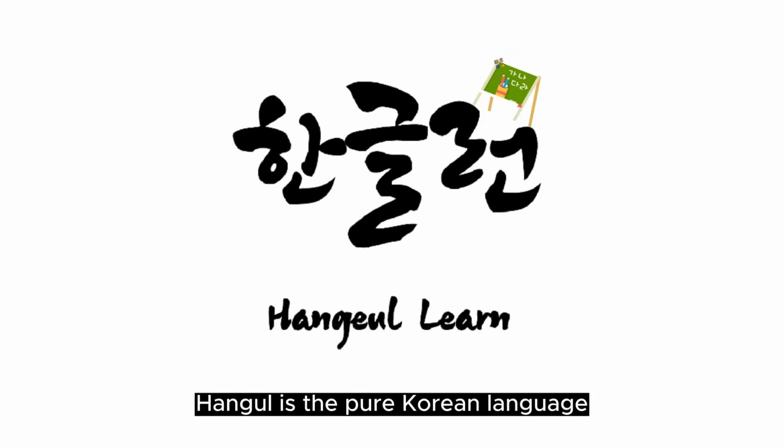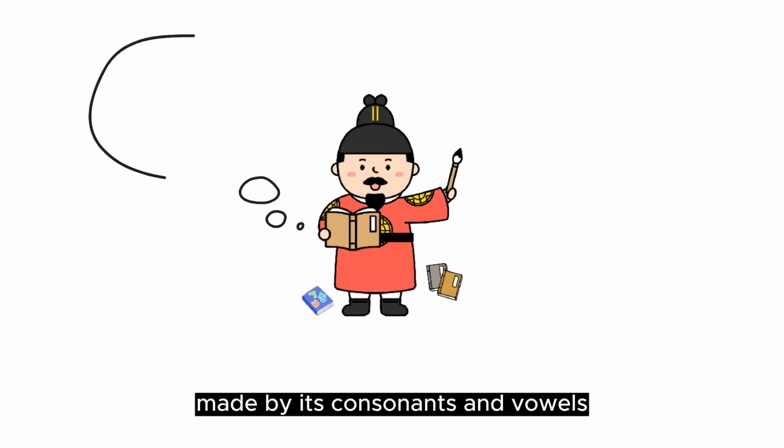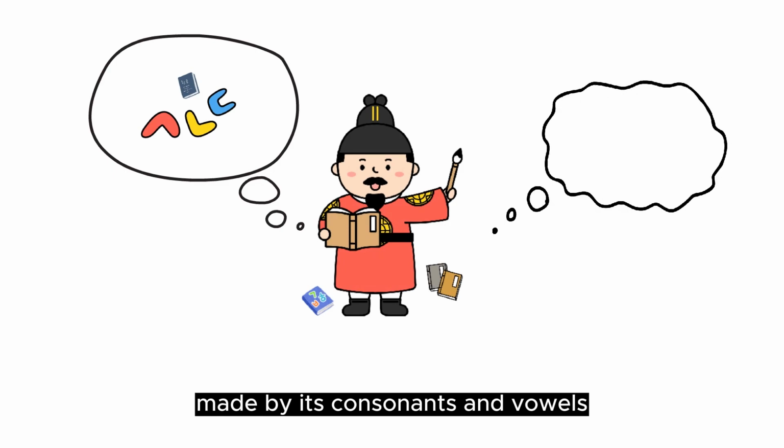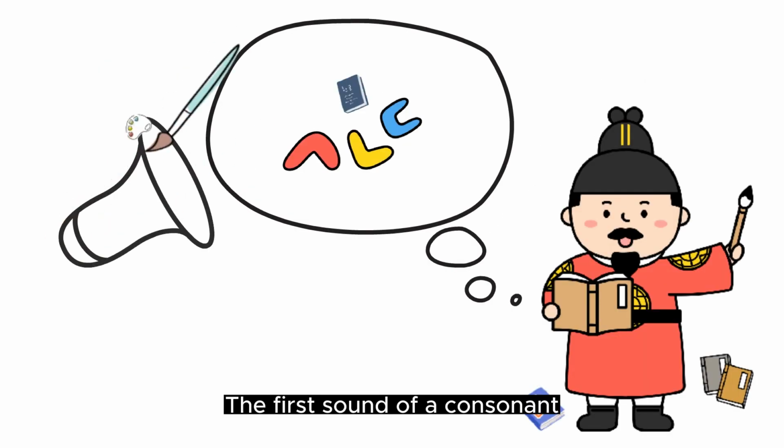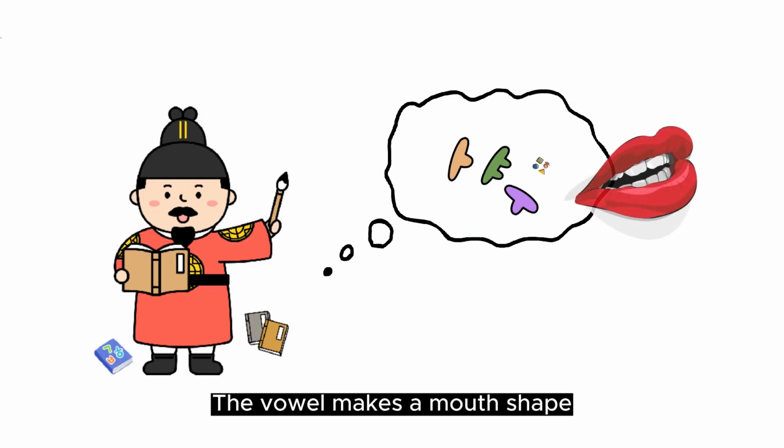Hangul is the pure Korean language. That king, 세종대왕, made it. It's made of consonants and vowels. The consonant is the first sound, and the vowel makes a mouth shape.